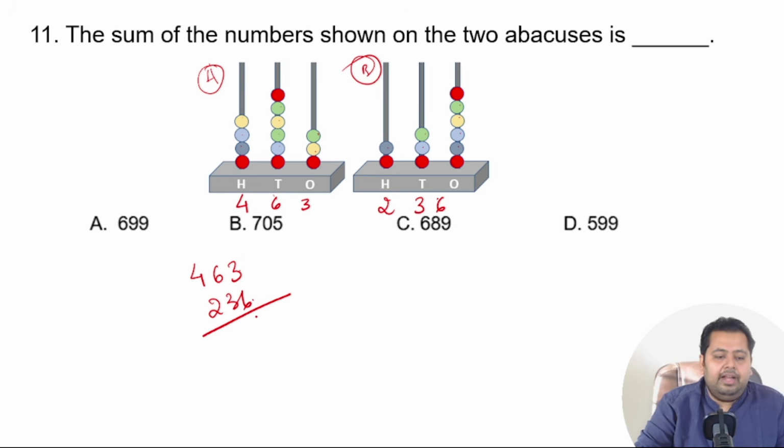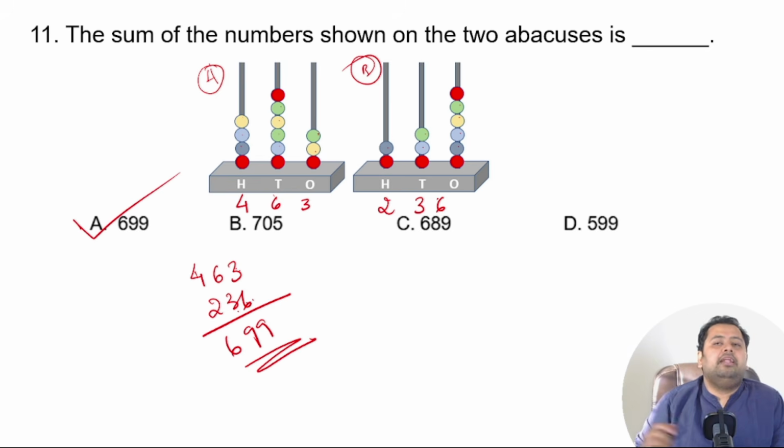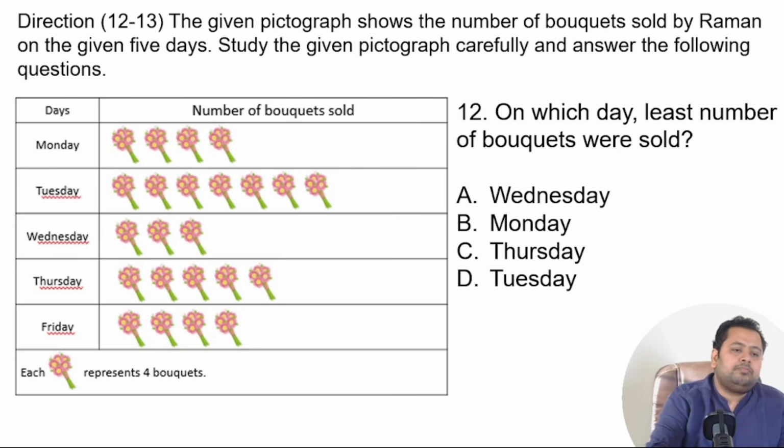Now, if you just add them, 3 plus 6 is 9, 6 plus 3 is 9, 4 plus 2 is 6. So the correct answer is 699, and the option is option number A. I hope you got it correct. If you did, give yourself a clap, give yourself a star, and we move to the next question.